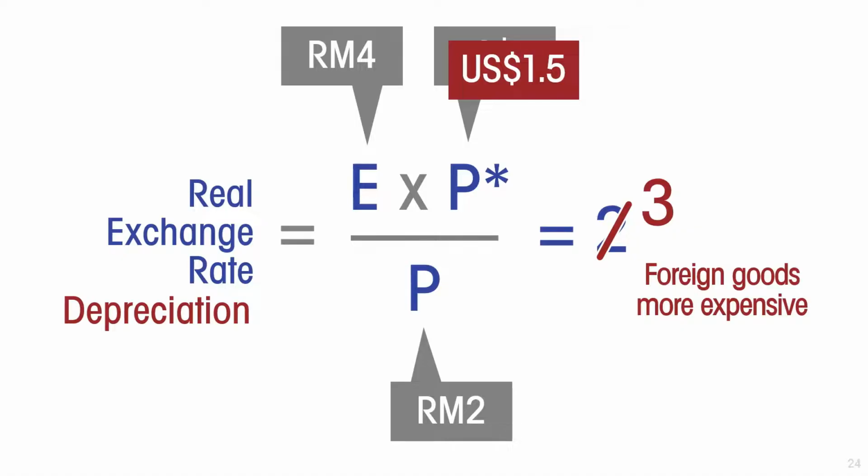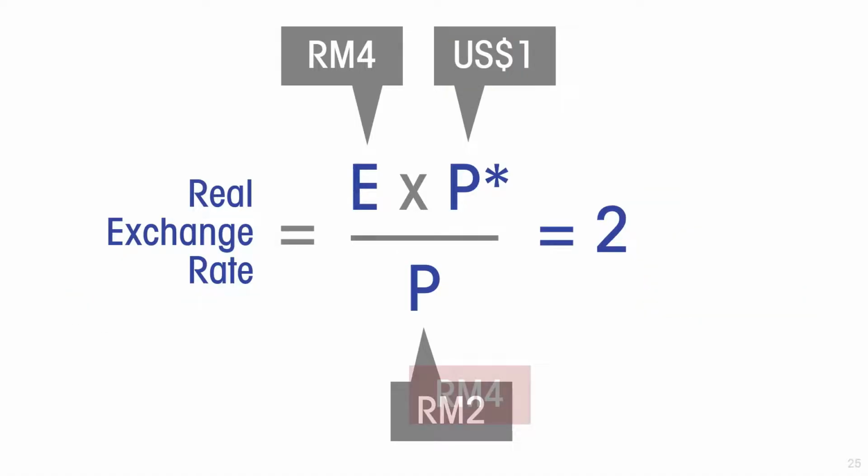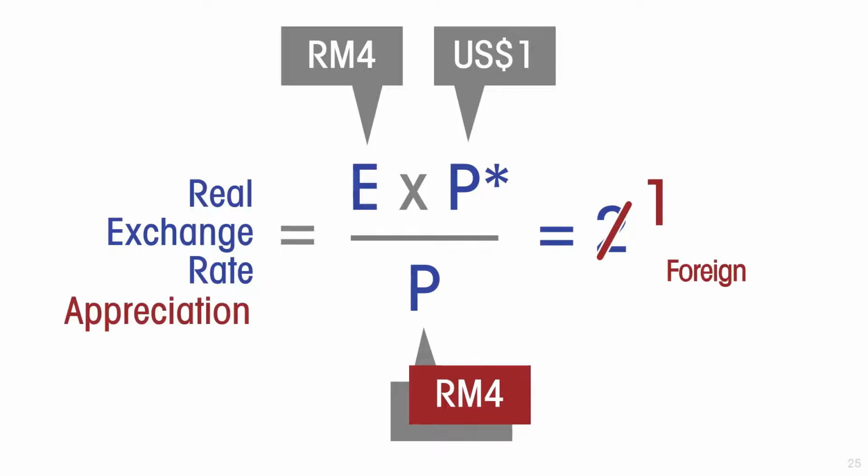What about in the case that there is local inflation but not foreign inflation, that prices are stable in the US and the nominal exchange rate remains stable? Let us say that local prices double. So the price index of local production goods goes from 2 to 4. Well, then our calculated real exchange rate goes from 2 to 1. This is a real exchange rate appreciation. The interpretation is that foreign goods have now become cheaper relative to local goods.